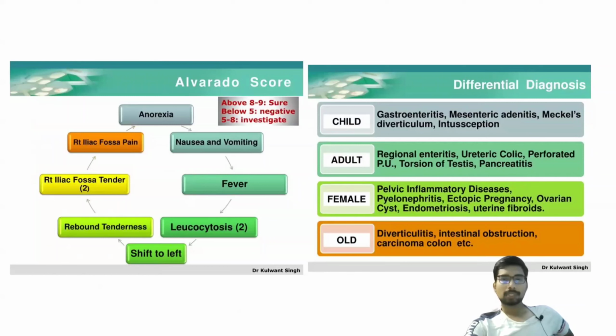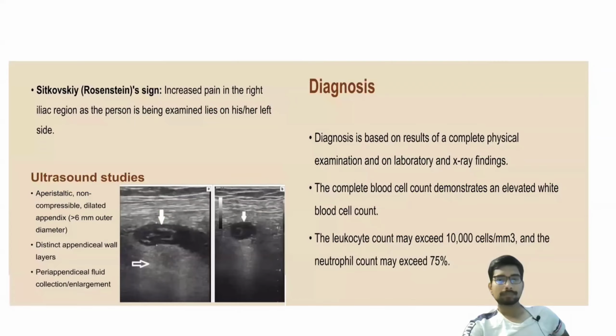Differential diagnosis in children: gastroenteritis, mesenteric adenitis, Meckel's diverticulum, and intussusception. In adults: regional enteritis, colic, perforated peptic ulcer, torsion testis, and pancreatitis. In females: pelvic inflammatory disease, pyelonephritis, ectopic pregnancy, ovarian cyst, endometriosis, and fibroid. In old cases: diverticulitis, intestinal obstruction, and carcinoma colon.